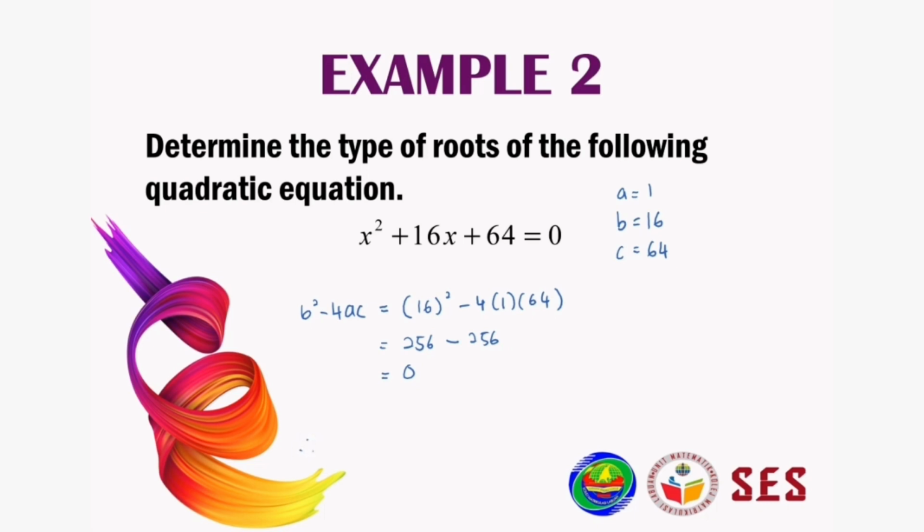Therefore, we can conclude that our quadratic equation has two equal real roots since the value of discriminant is equal to 0.